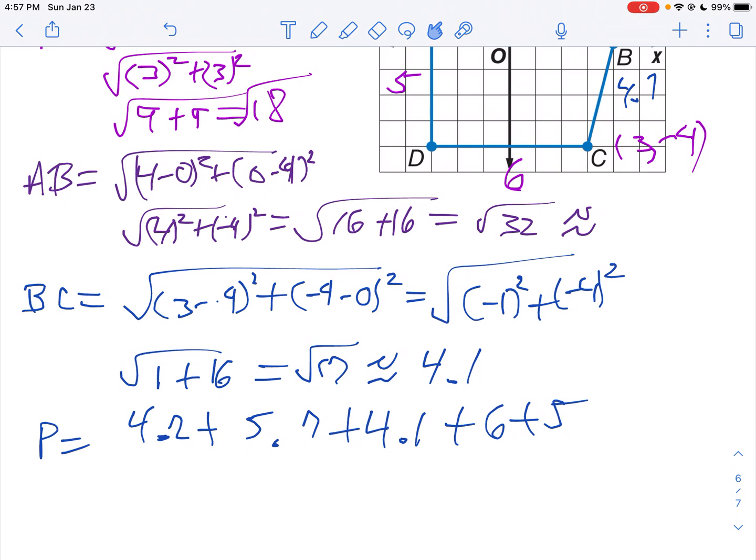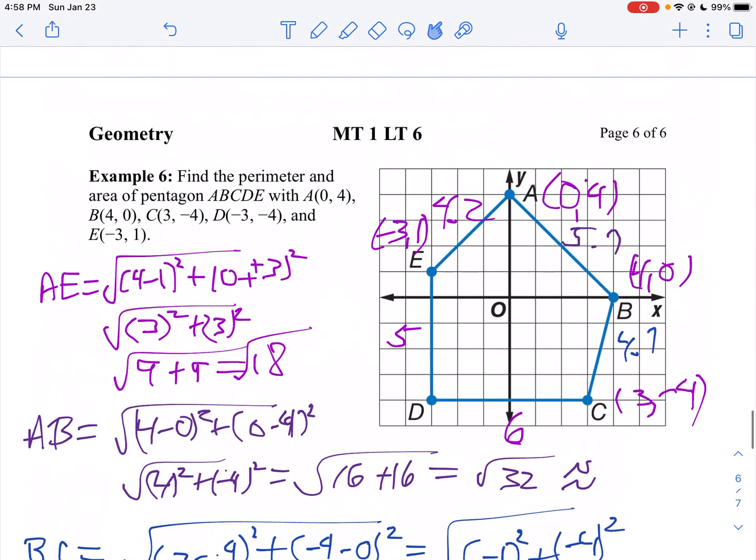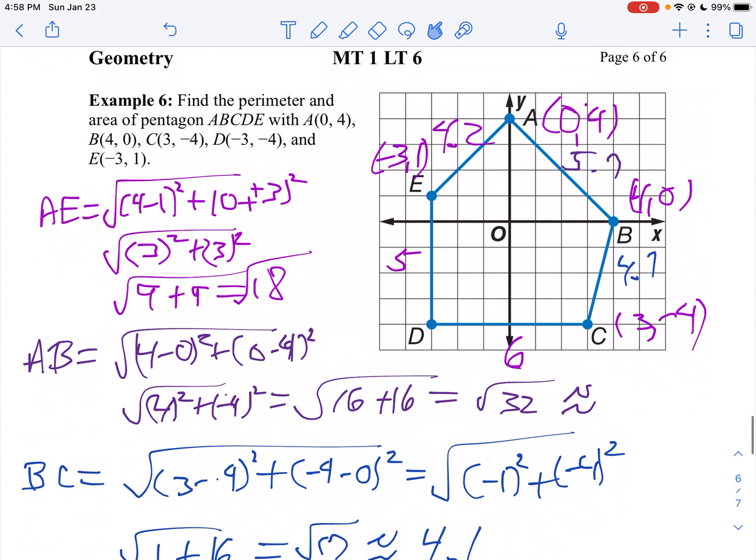So if I go 4.2 plus 5.7 plus 4.1 plus 6.5, my perimeter turns out to be about, and each of these are rounded, so it's about 20.5. Now notice, I never gave you any units on this problem. It's just on the coordinate grid. So you don't have to include units on there.